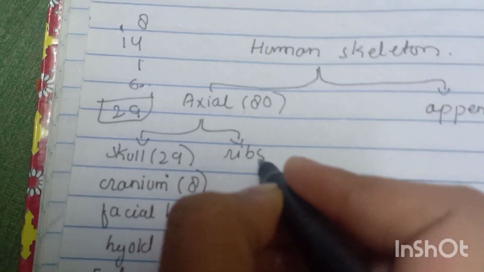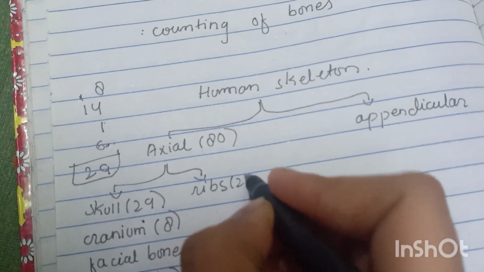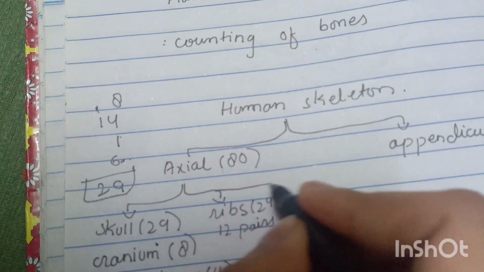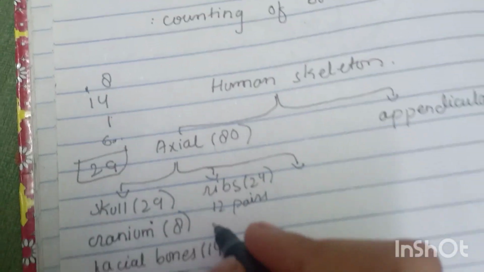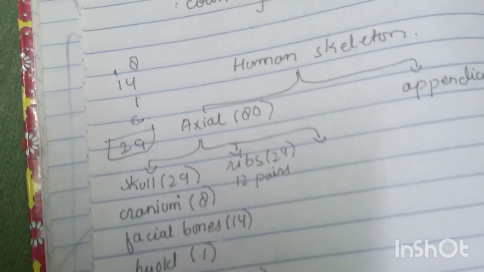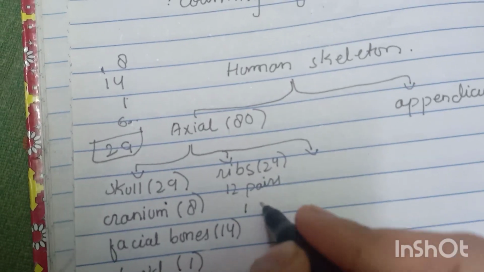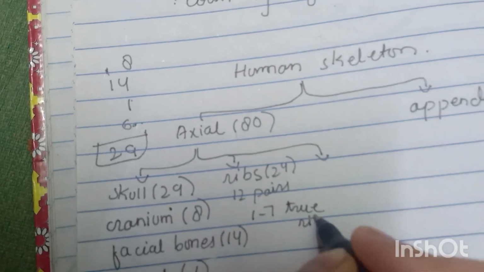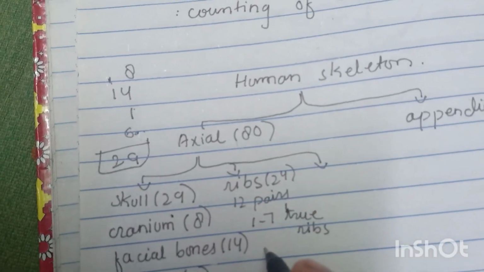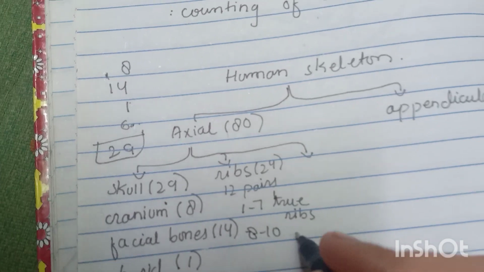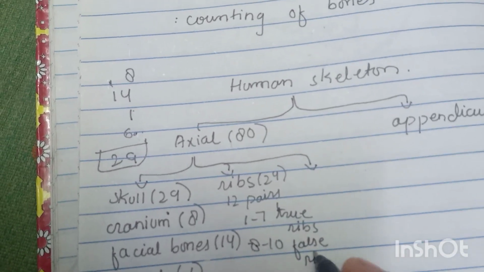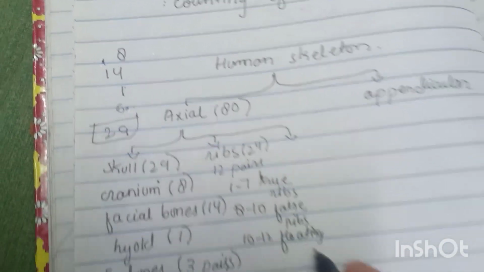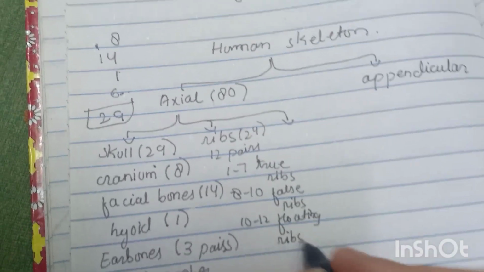Ribs. The ribs are 24 in number, and talking about pairs, they are 12 pairs, right? But I forgot to tell you one thing. The ribs are divided into many parts: ribs 1 to 7 are known as true ribs. I'll tell you why they are called that. Ribs 8 to 10 are known as false ribs, and 11 to 12 are known as floating ribs. I'm telling you why they are called that.